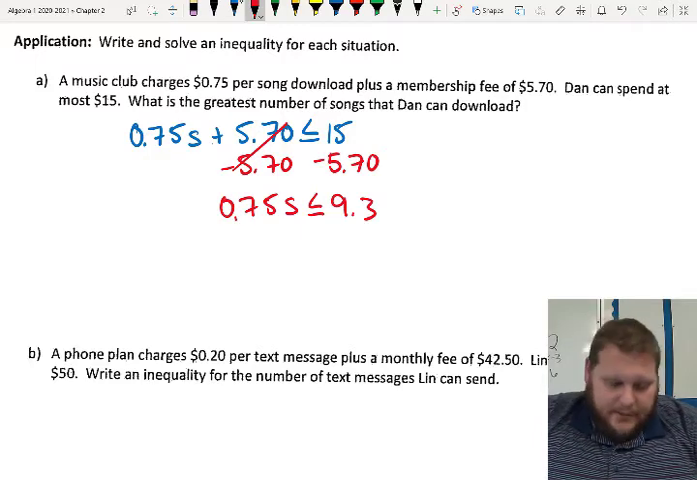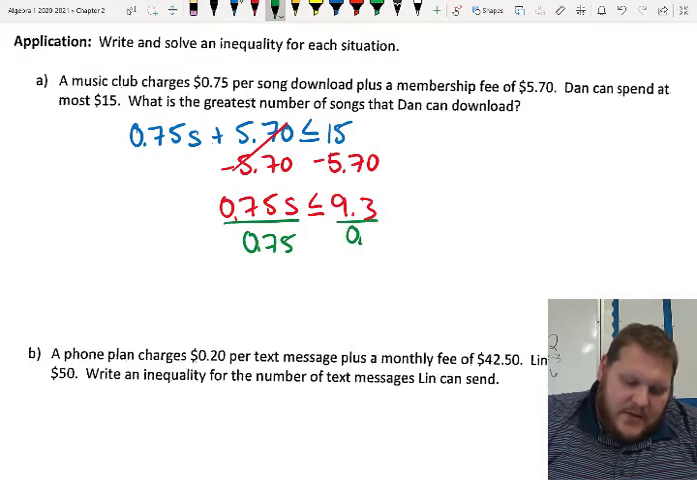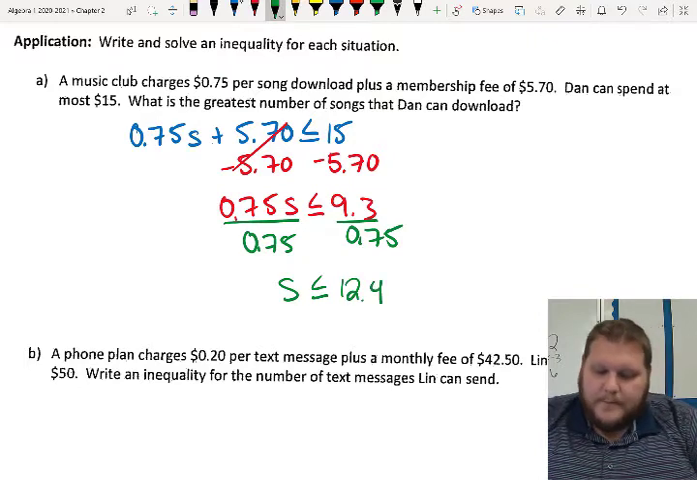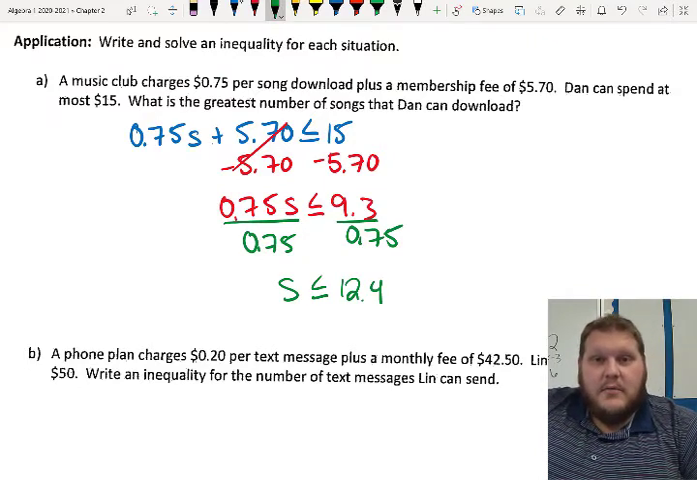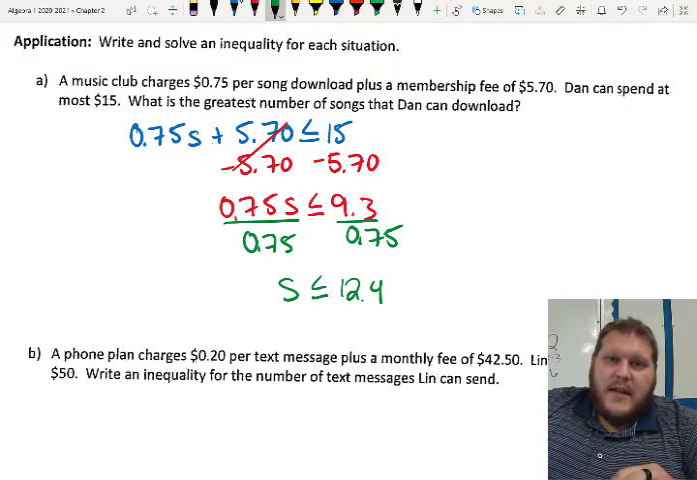Again, use a calculator. And then here I'm going to divide both sides by 0.75. So I get S is less than or equal to 12.4. Now, be careful because that is solved correctly. S is less than or equal to 12.4. That is the exact number of songs that Dan could download and spend exactly $15.